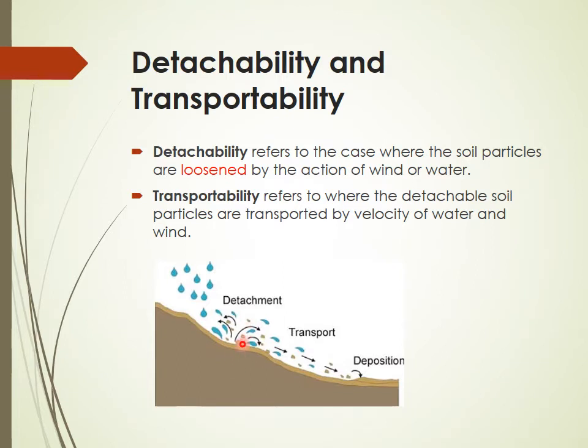Detachability is how far the soil is loosened enough to be removed or detached from the place where it is attached. That is called detachment. The next one is transportability. Transportability refers to the movement of soil from one place to another after detachment. It is carried out by either wind or water.